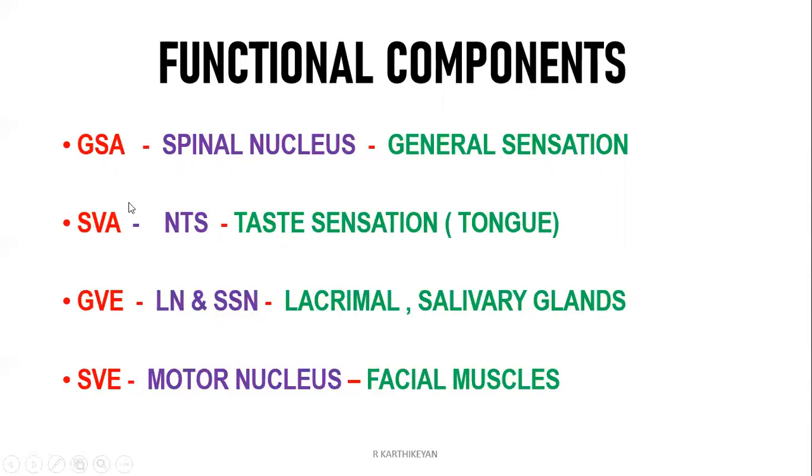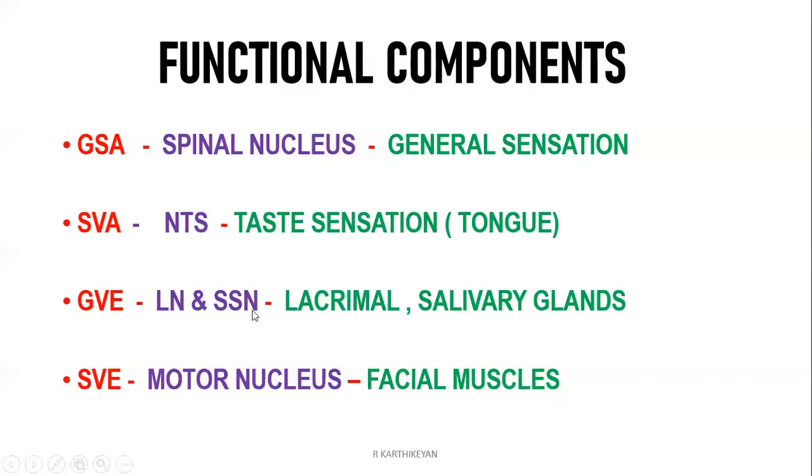Next, SVA, special visceral afferent. We have seen taste sensation, which you would have seen in the taste pathway. It is the nucleus tractus solitarius, NTS, which you would have seen in physiology. So SVA arises from your NTS. Next, GVE, general visceral efferents, arise from two nuclei: the lacrimatory nucleus and the superior salivatory nucleus.